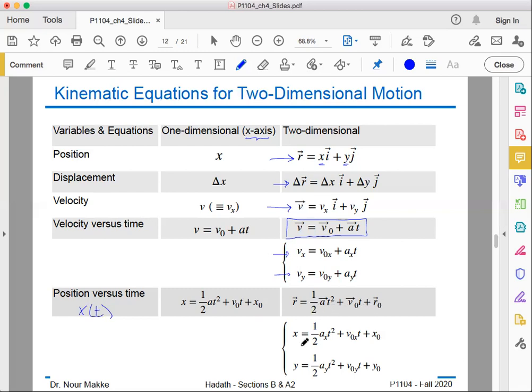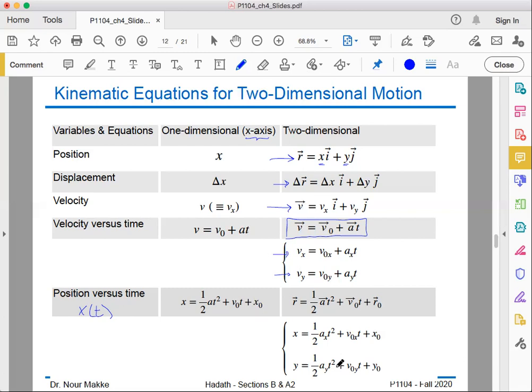vectors. And again, if you project this equation onto the x-axis and the y-axis, you end up with these two equations. x equals x0 plus v0x t plus half ax t squared, and y equals y0 plus v0y t plus half ay t squared. So this is concerning the case of two dimensions, or two-dimensional motion.